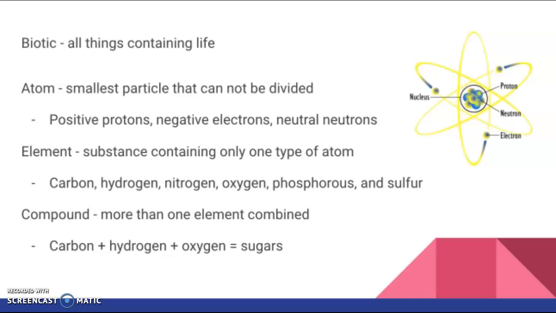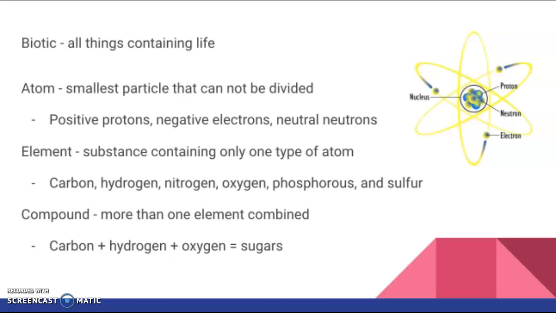The atom is the smallest particle that cannot be divided. That word atom used to mean, or means, unable to divide. And a long time ago, they thought that an atom could not be broken down. Now we know that an atom can be broken down, but once you break it in half, it's no longer that atom. Instead, it becomes positive protons, negative electrons, and neutral neutrons. Now, an atom is the smallest particle that makes up living and non-living things. It's the smallest particle of all matter.